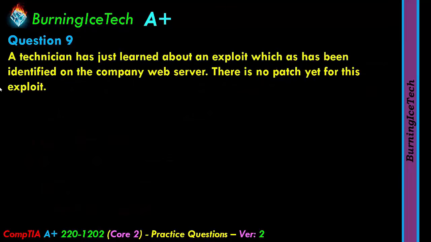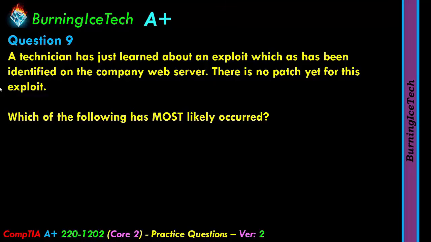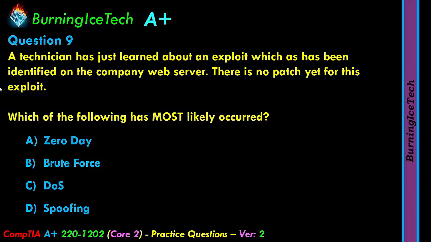Question 9. A technician has just learned about an exploit which has been identified on the company web server. There is no patch yet for this exploit. Which of the following has most likely occurred? You see what I'm doing there? Certain words are in capital letters. Okay, so what do we call it when someone or something, in this case someone, discovers a brand new weakness? Guys, that is called a 0-day exploit. So you can see the answer at the bottom just says 0 day. So the answer is in fact A.